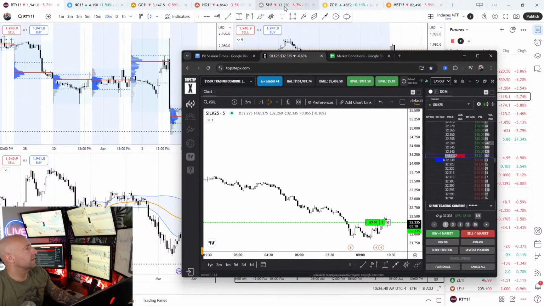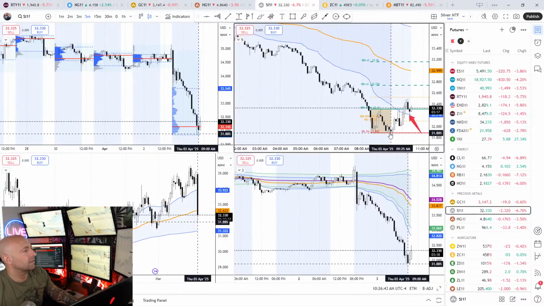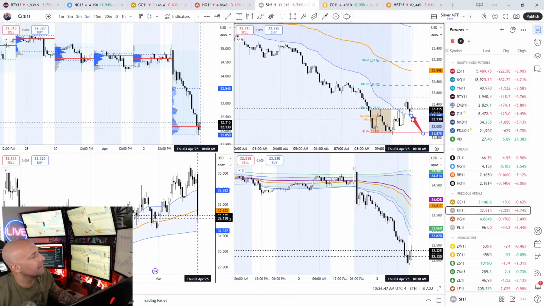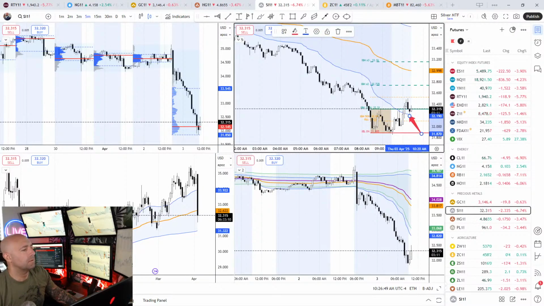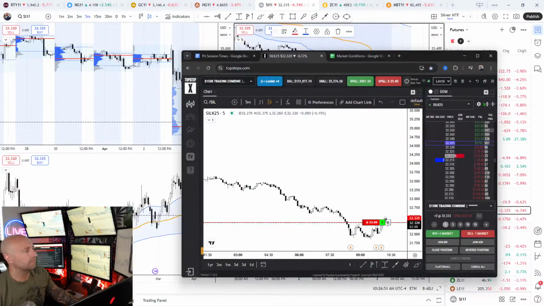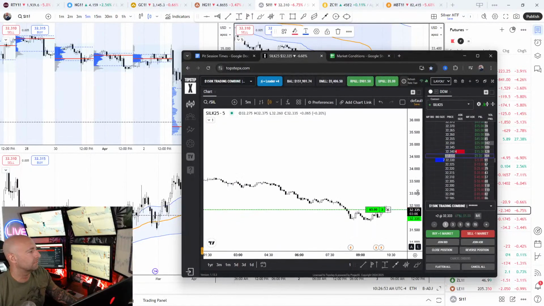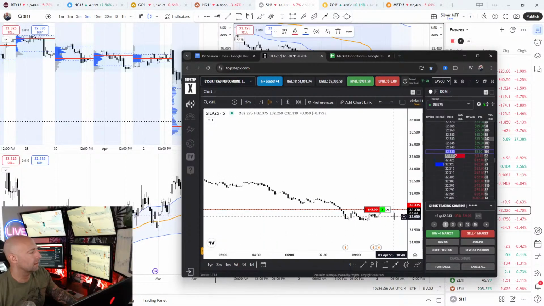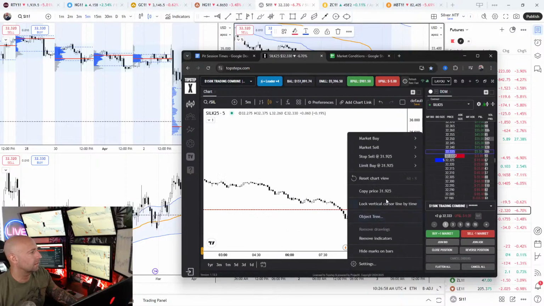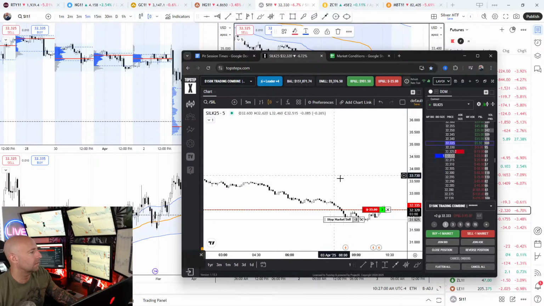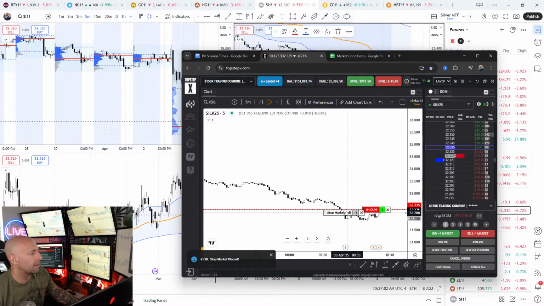So the setup in silver is the return to value trade I just told you about. And that was a back test to the tick. So we'll put the stop right beneath it here.